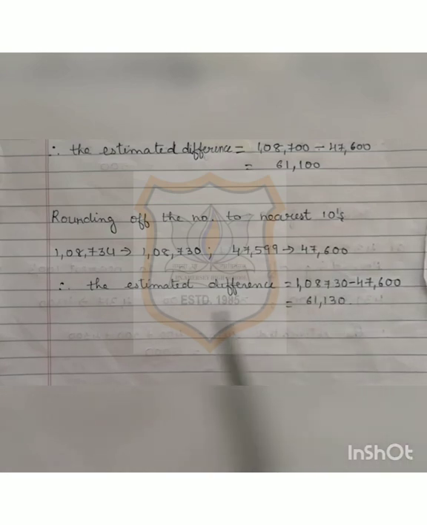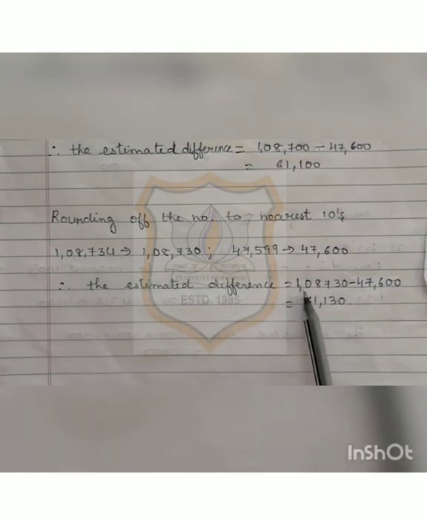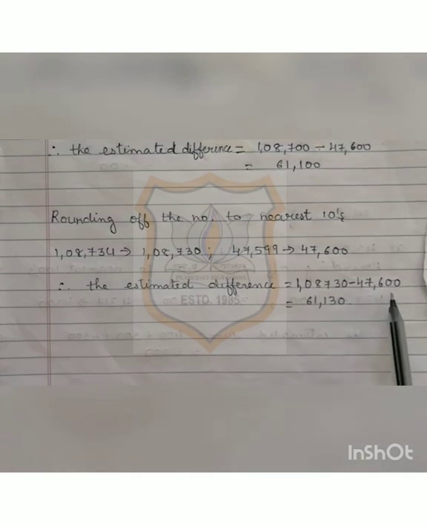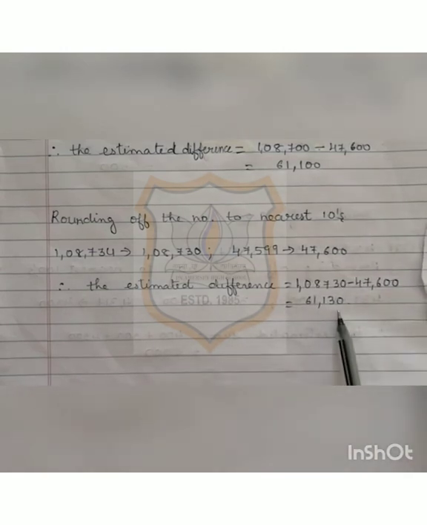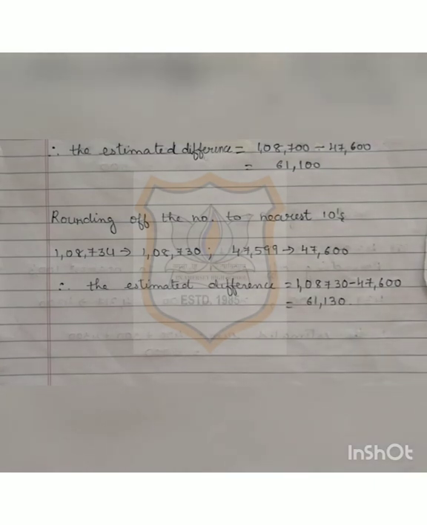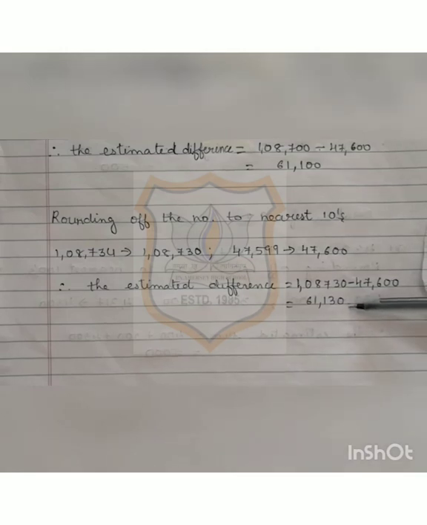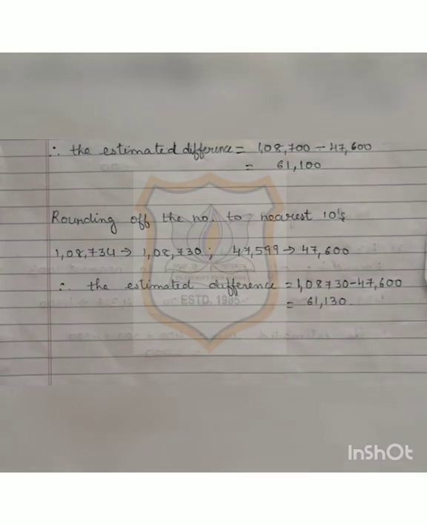Now we have to find out the estimated difference of these two numbers. 1,08,730 minus 47,600. We get 61,130. By rounding off the number to the nearest of tens, we get the answer 61,130. So students, try to solve the remaining sum by yourself.